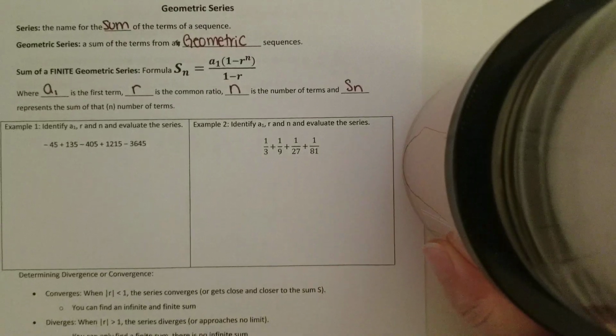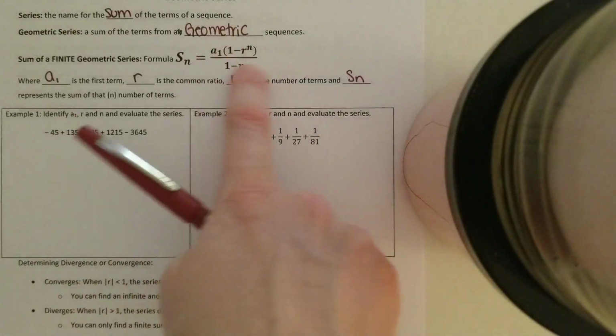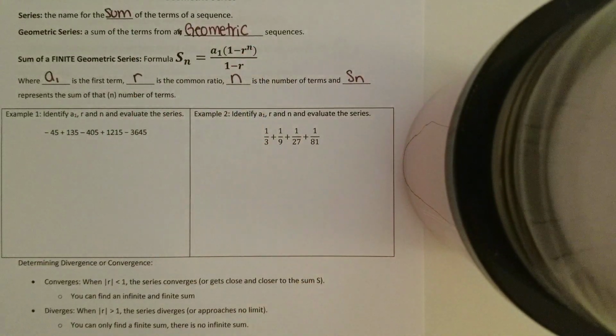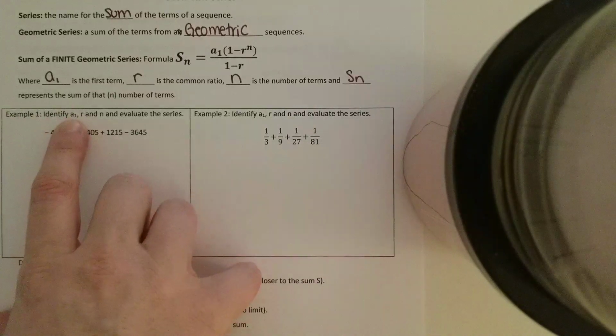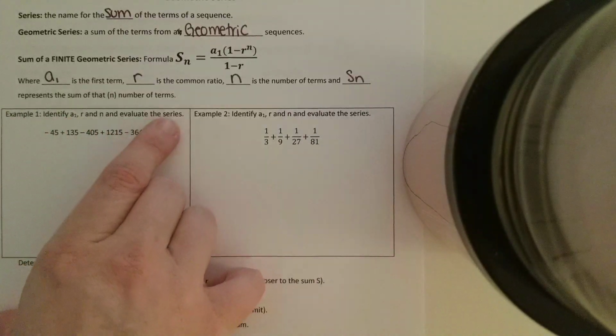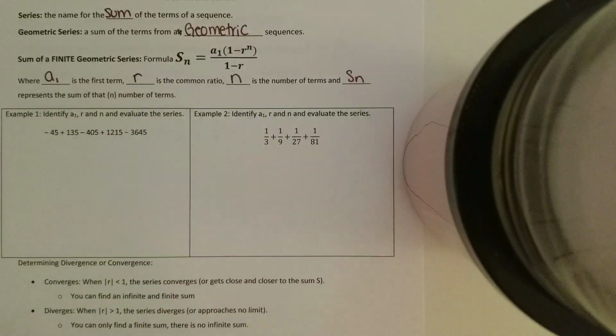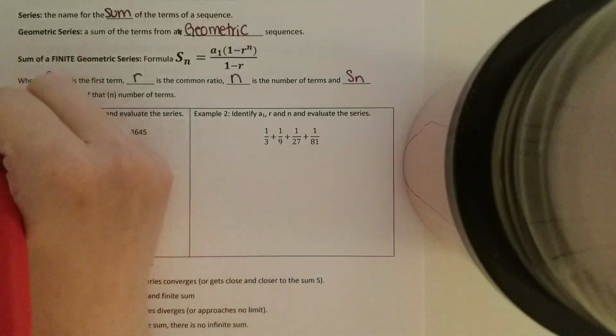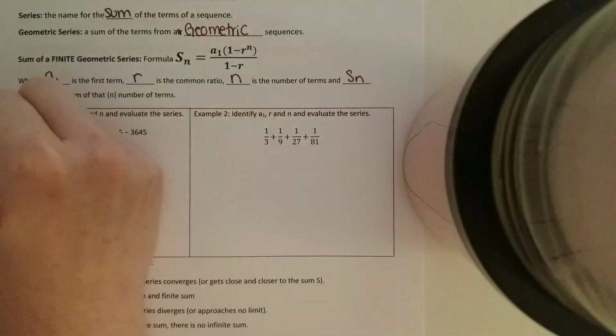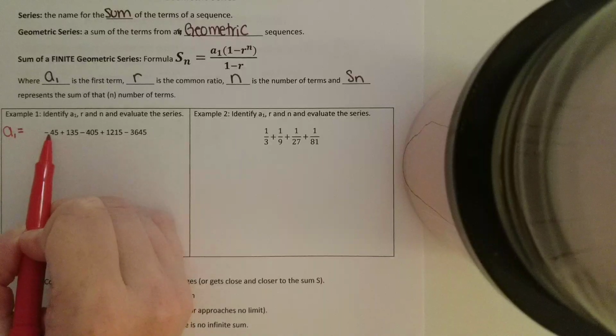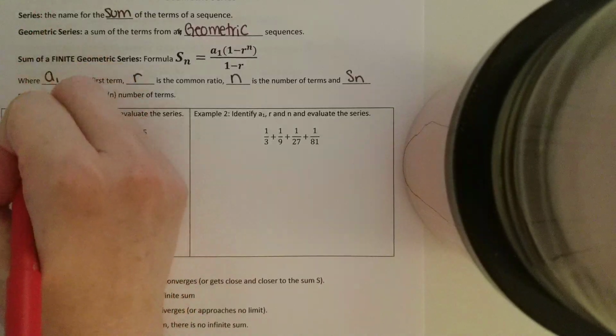All right, so we have two examples here that we are going to use this wonderful formula to solve. So if we're looking at this, it says, example 1, identify A1, R, and N to evaluate this series. So let's first start by identifying those. A1 is our first term. Our first term is negative 45.